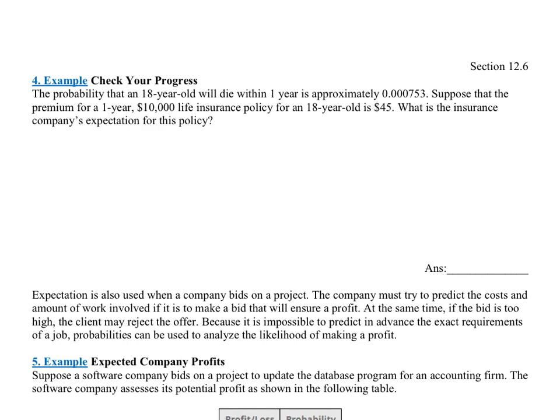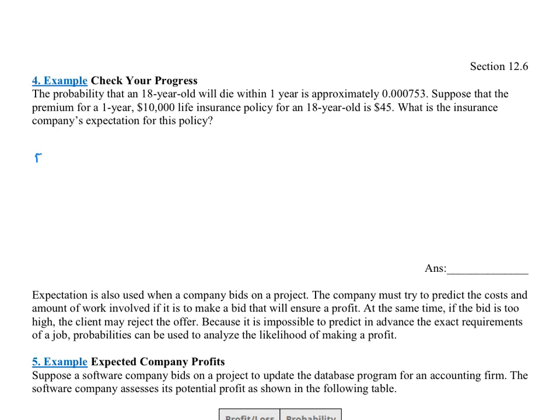So let's try another example. It says the probability that an 18-year-old will die within 1 year is approximately 0.000753. Suppose that the premium for a 1-year $10,000 life insurance policy for an 18-year-old is $45. What is the insurance company's expectation for this policy?